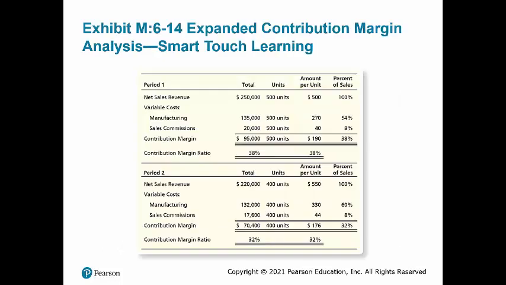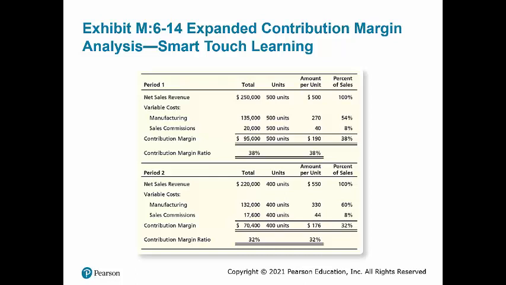This exhibit shows the contribution margin income statement divided into various components: total, units, amount per unit, and percent of sales. The change in contribution margin was the result of changes in both components, units and amount per unit. In other words, there was a volume effect and there was a price or cost effect.